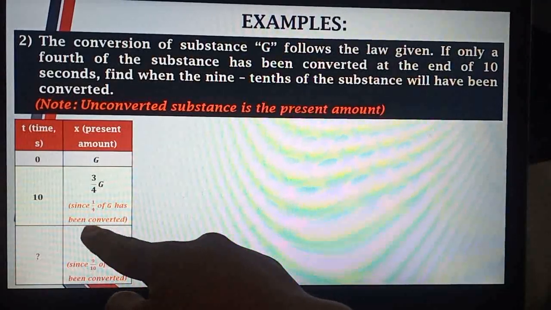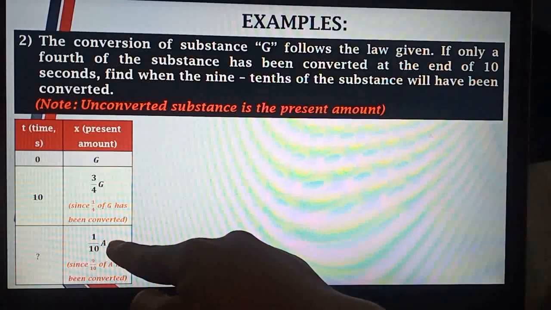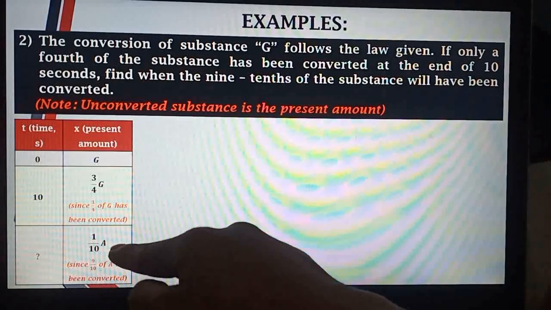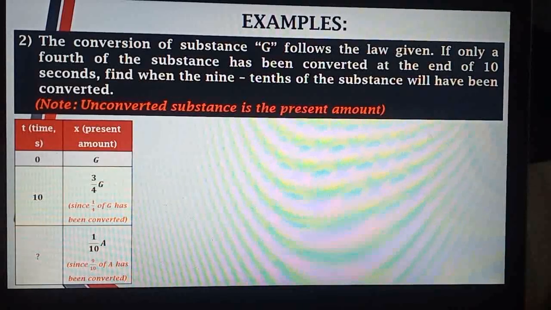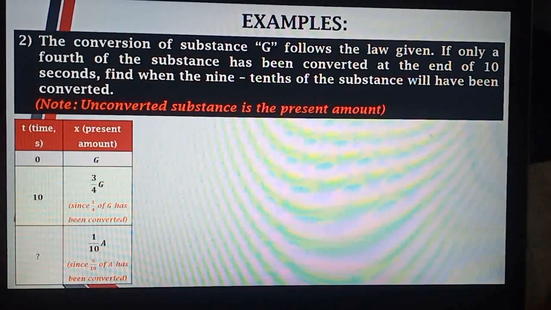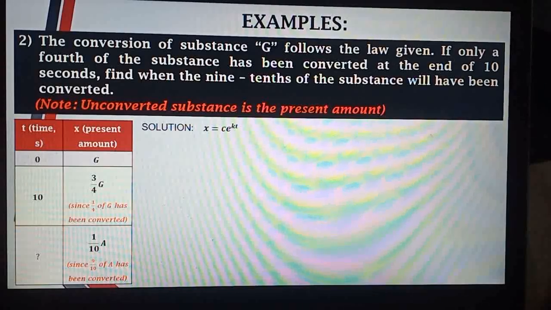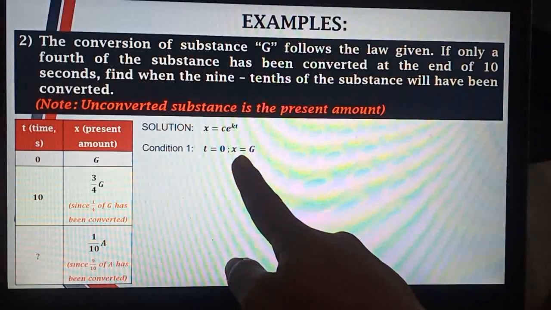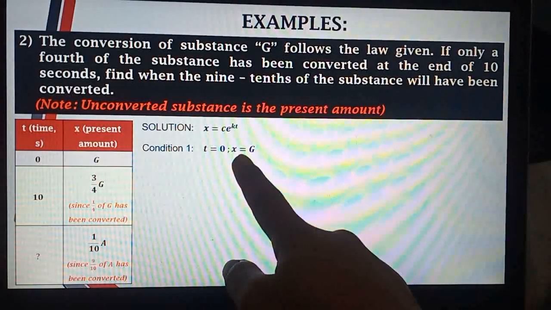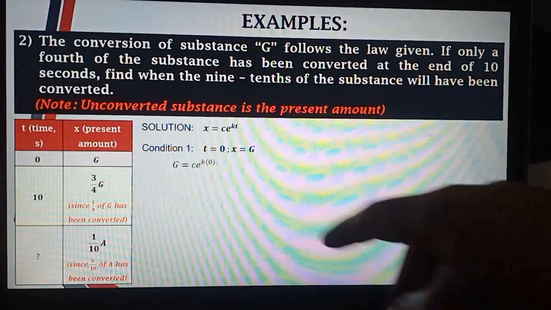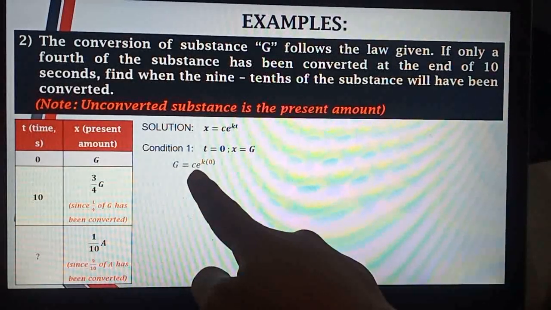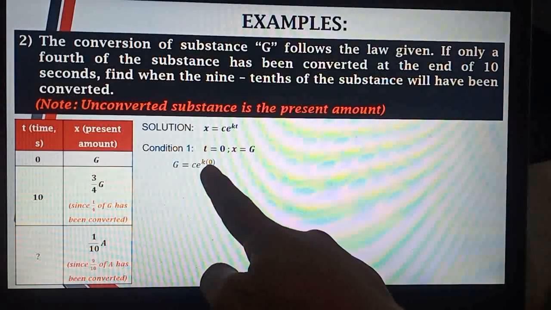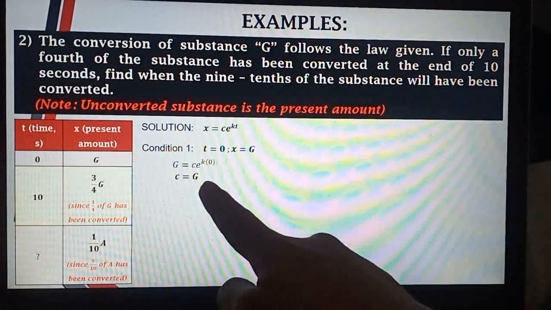So 1/10 of the substance G is the unconverted substance. So, tackle natin ngayon yung solution. Same formula, you will now have x equals c e raised to kt. Though the first condition is if the time is 0 or initial time, you have the present amount, which is the whole substance G. So substituting that, you will have G equals C e raised to k of 0. So you will have C equals G.